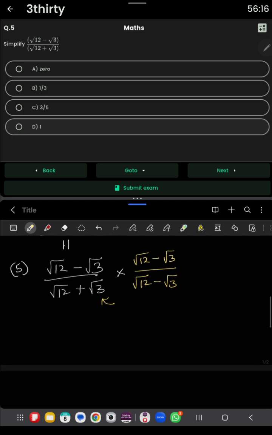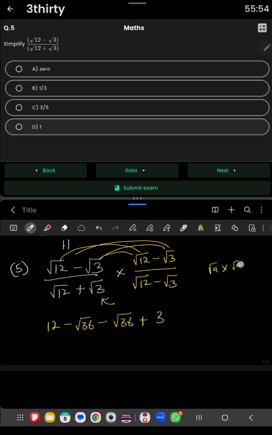So we have root 12 times root 12. That's this times this. That'll give you 12. Then you have root 12 times root 3. That will give you root 36. You're done with root 12. Then root 3 times root 12. That's minus root 36. Then root 3 times minus root 3. That's negative 3. When you have a square root multiplying a square root of the same kind, the square root goes.